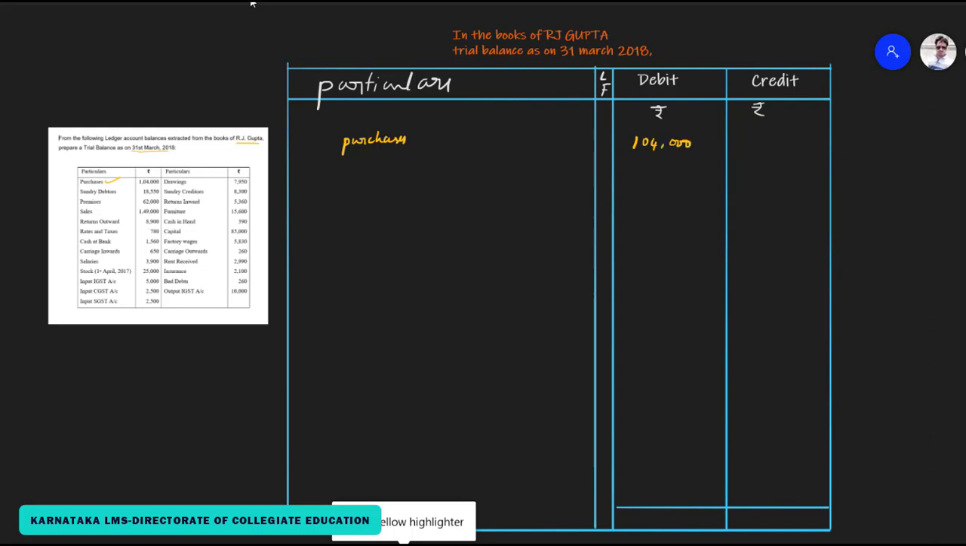And the next thing is sundry debtors. Sundry debtors they have given, so it is an asset, so we could write it on the debit side. So sundry debtors.